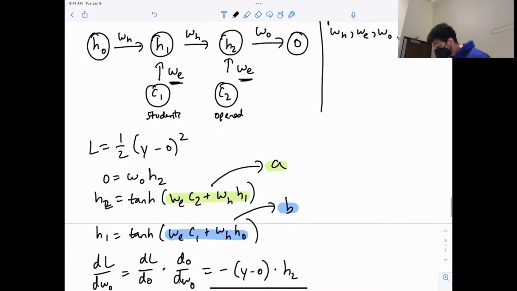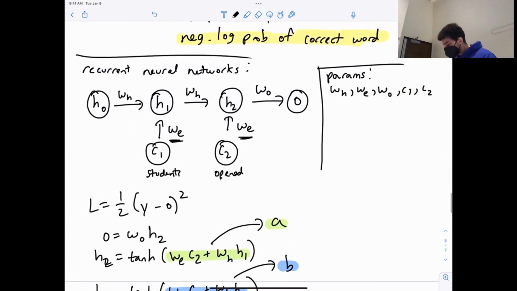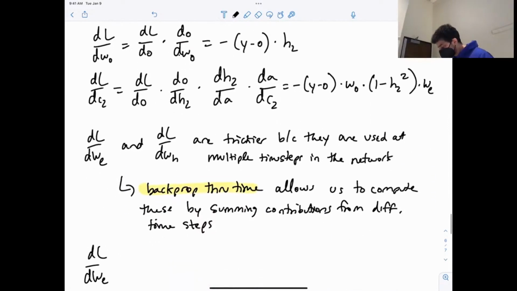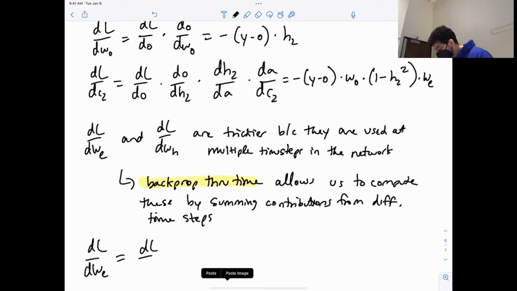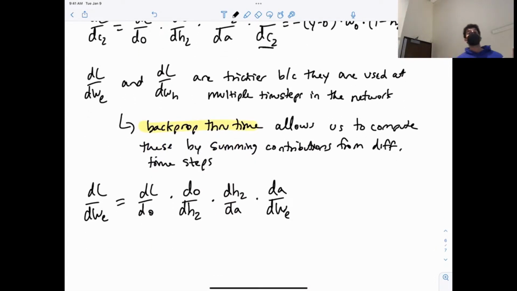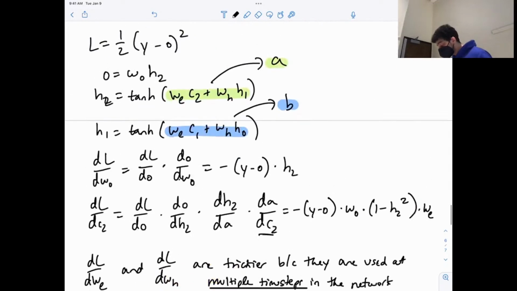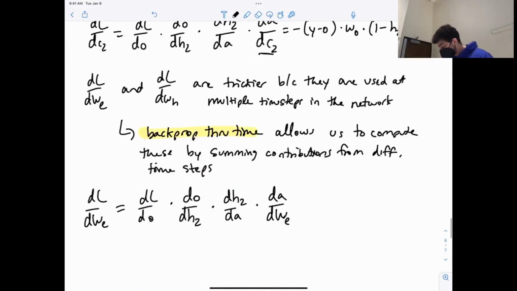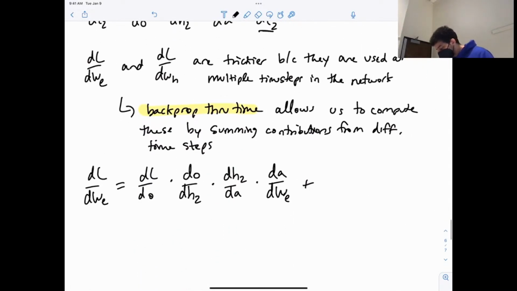This should be pretty straightforward, right? It's just the same thing as dL/dC2, except we changed the last term in the product. So it's dL/dO times dO/dH2 times dH2/dA times dA/dW sub E. So this last term is replaced with dA/dW sub E. Right? So if it were only used at one time step, this would be completely sufficient. But it's actually used back here as well. So the actual derivative here involves the sum with its use in the previous time step as well.